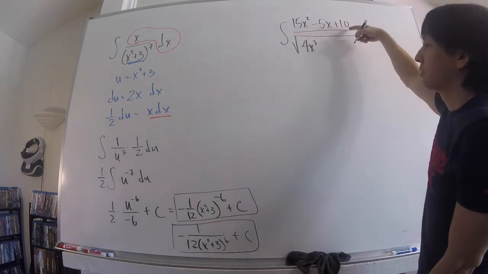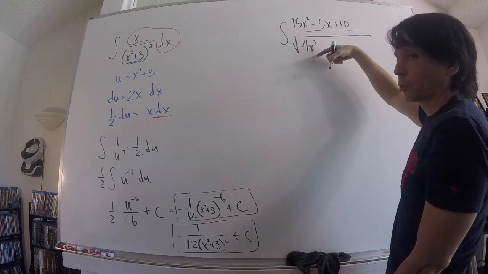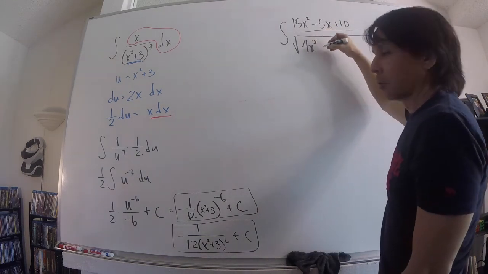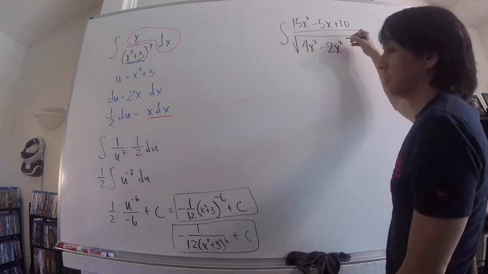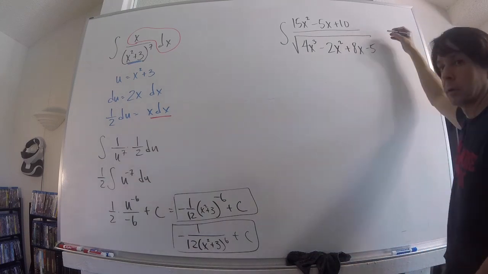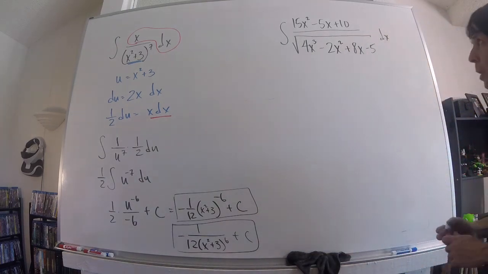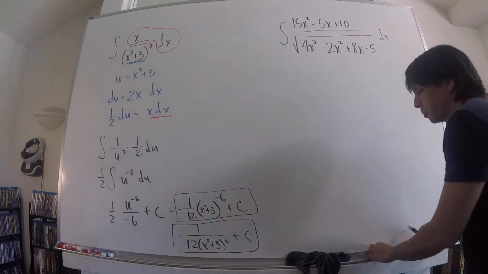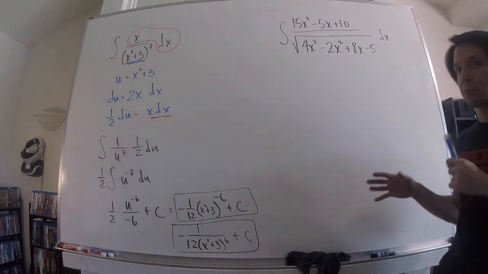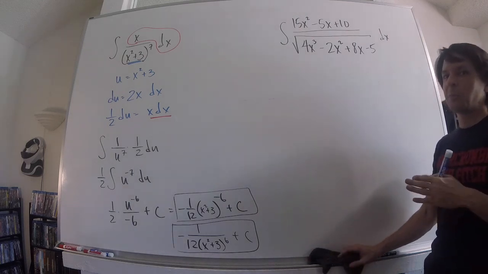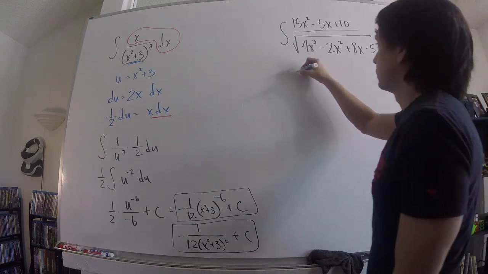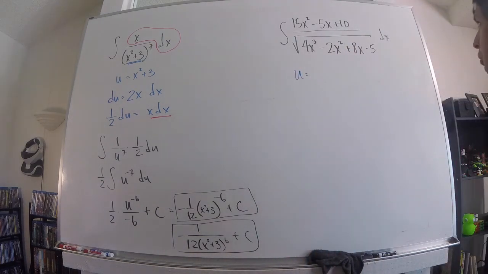15x squared minus 5x plus 10 up top over the square root of 4x cubed minus 2x squared plus 8x minus 5 dx. That's my antiderivative that you're expected to do. Looks super messy, but since it's in section 5.2, integration by substitution, it means substitution should work. But let's see. So you get a bunch of polynomials.